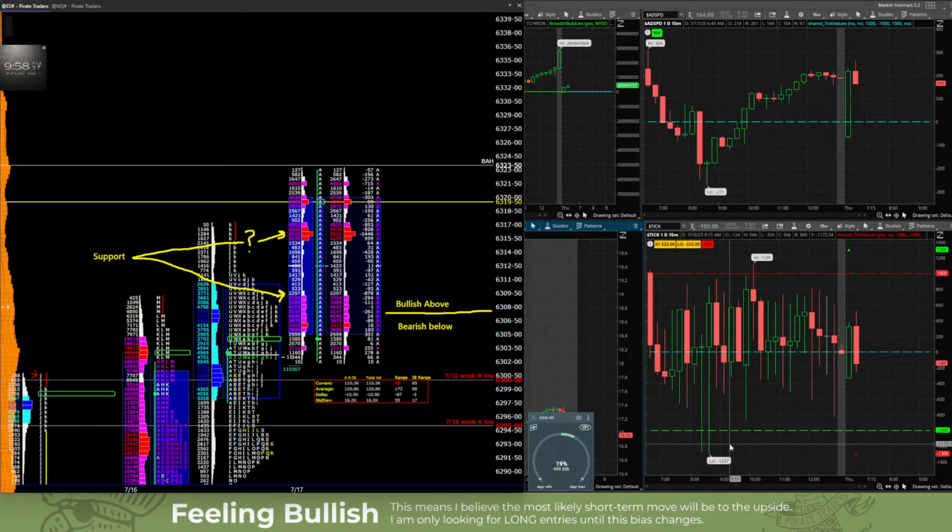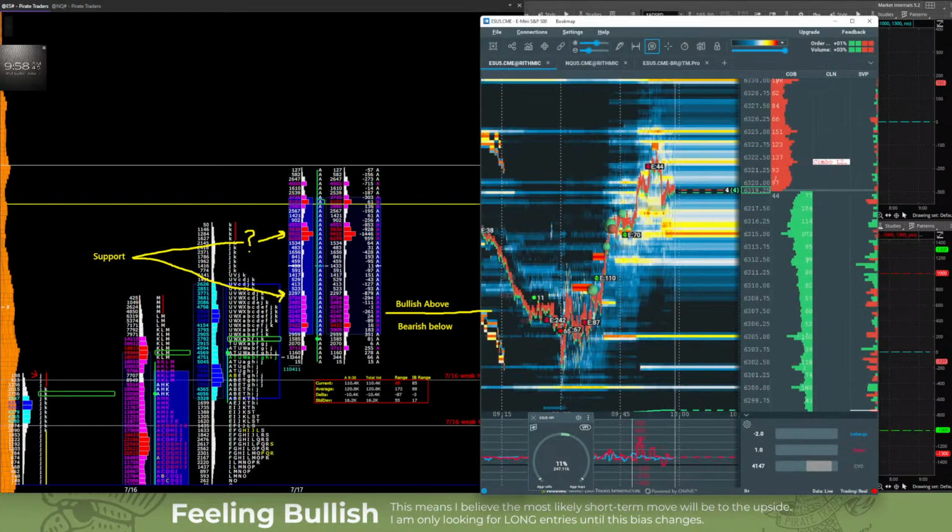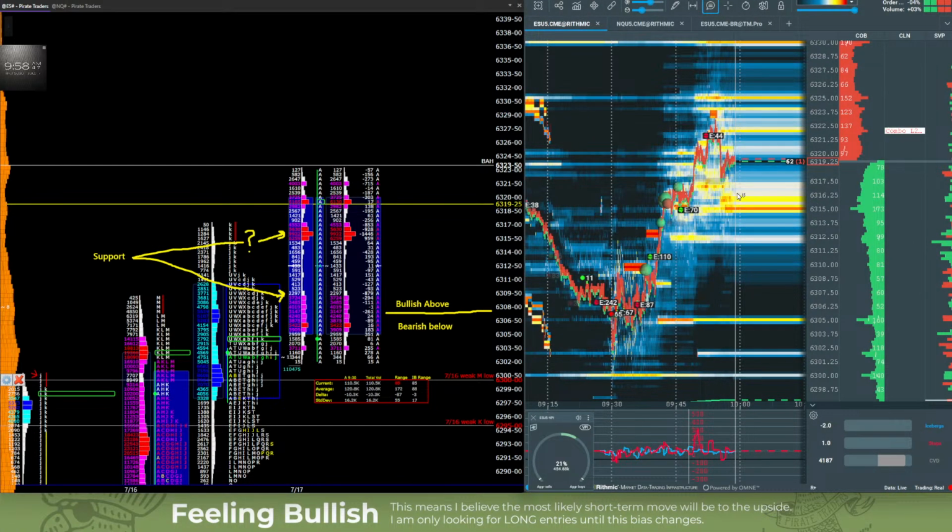Okay, a lot of tug of war happening here. I think they need another poke into 63.16 to see if they can really hold it.